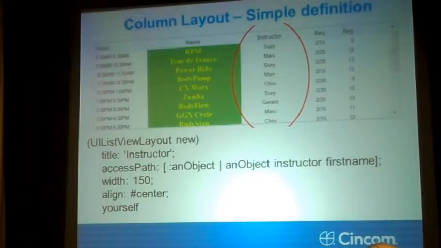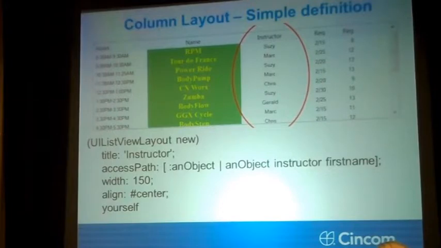Now for the column layout, we introduced a UI list view layout. Probably the name will change over time. So the simplest way we can do is actually we give each column a layout view. So we assign it a title, we assign it an access path, which can be a symbol, an array of symbols, or a block. We assign it a width, and we give it an alignment. If you don't give an alignment, it's aligned left.